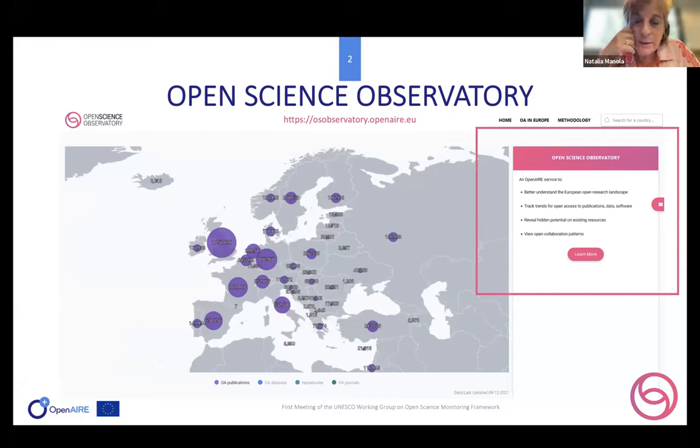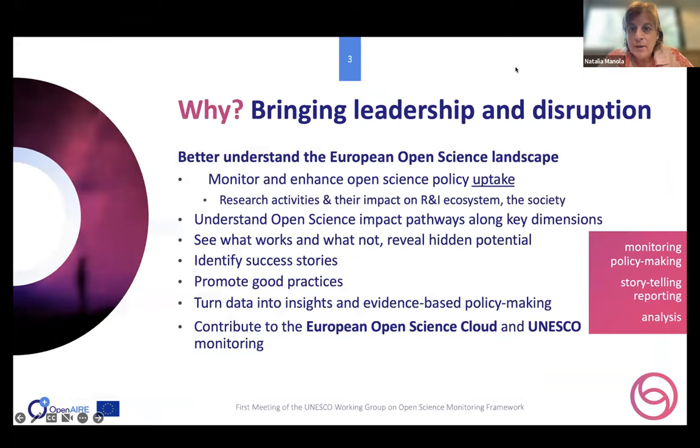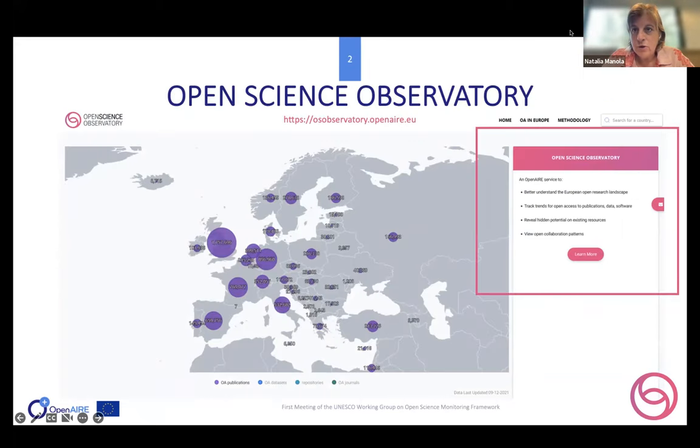So what we have created is the Open Science Observatory. You can see the link here. In a nutshell, this is a service that we need in order to understand ourselves, but to have a better understanding of the European open research landscape, to track trends, because these are very useful to policymakers, to see where we are doing well, what we are not doing well, and how we can help in our decision making. So this is how it started.